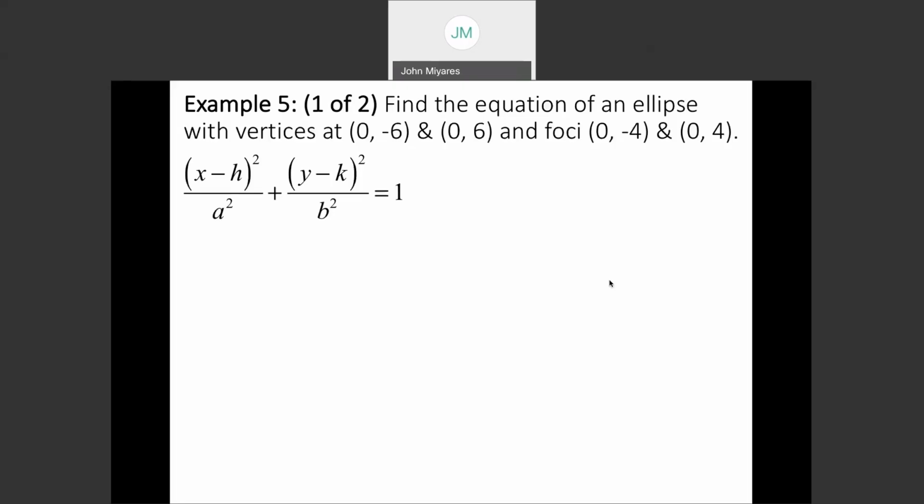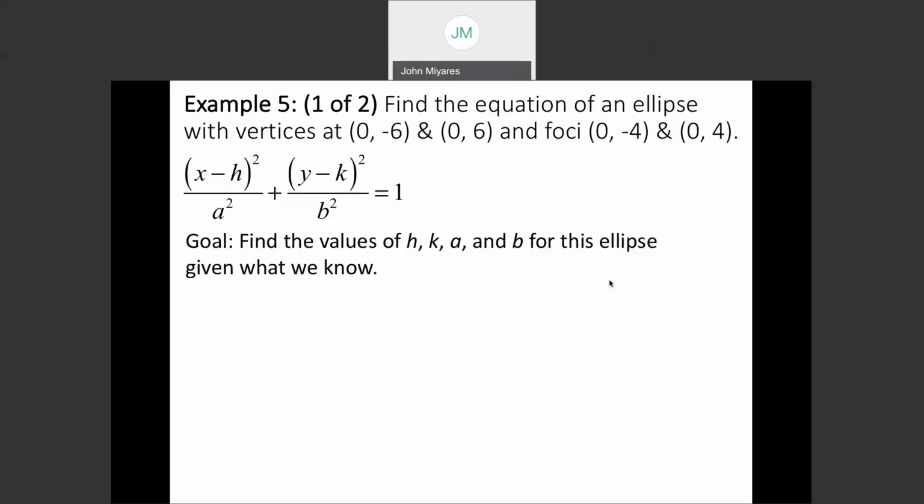Well, in our standard form, we know that h and k are supposed to represent the coordinates of the center point, and a and b will be the horizontal and vertical radii respectively. x and y are arbitrary values that represent points on the graph of the ellipse. So our goal is going to be to try to use what we know to figure out what the values of h, k, a, and b are going to be. So what do we know so far?